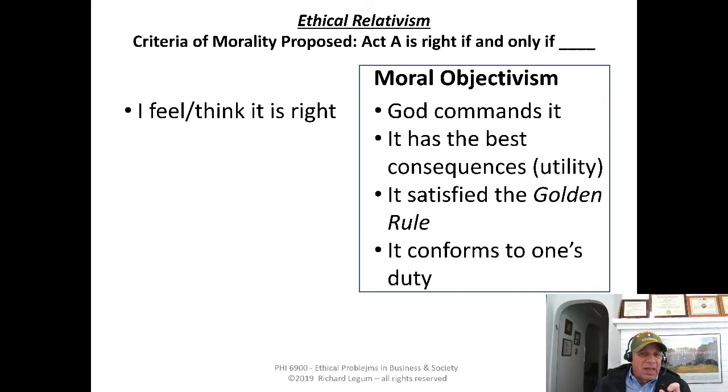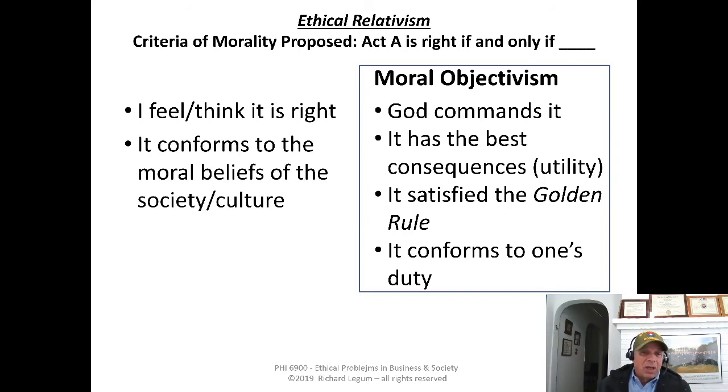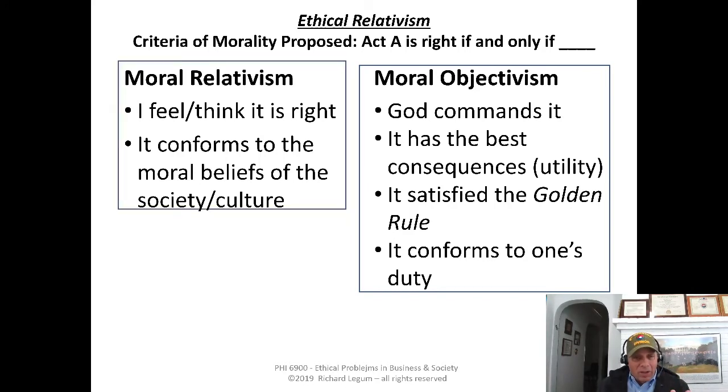But the idea is this is a subjective criteria. That is what makes something right or wrong. It's not something about the world out there, but rather what you think, and sometimes it's that it conforms to the moral beliefs, the general moral beliefs of the society and culture. And this kind of theory is known as moral relativism.